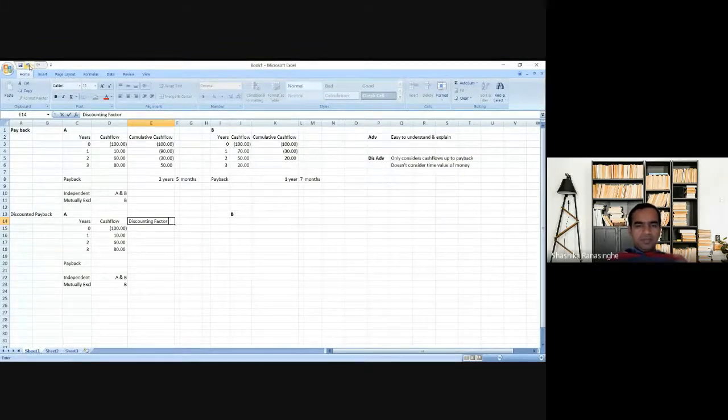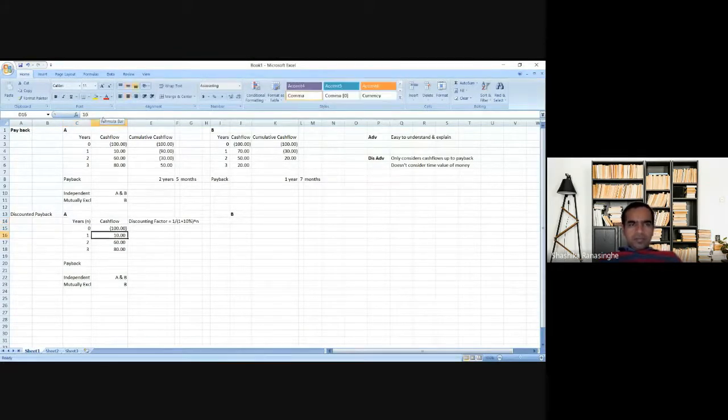Calculate the discounting factor, which is 1 divided by one plus 10% to the power n. And here is n. This would be 1 divided by 1 plus 10% to the power n.